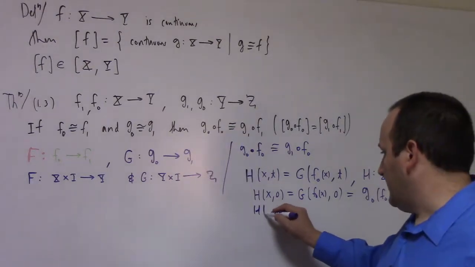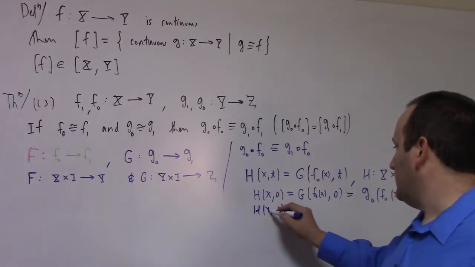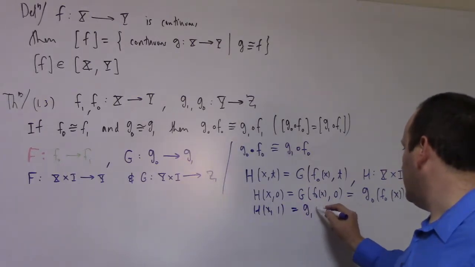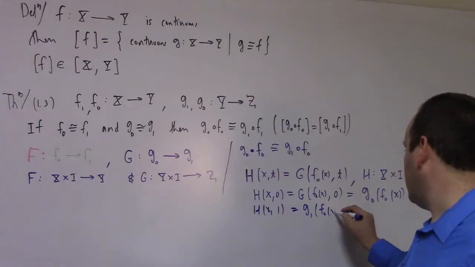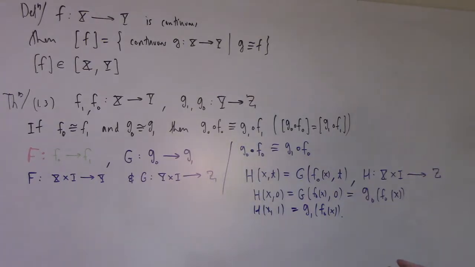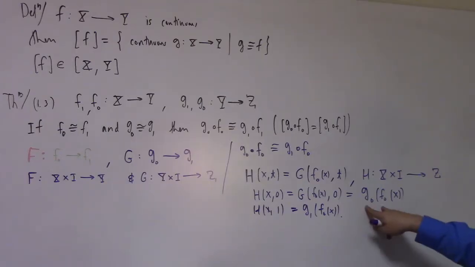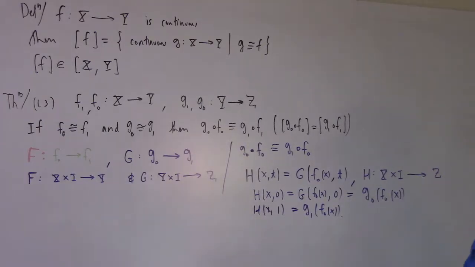And when we plug in 1, what do we get? That should be G1 of F naught of x, by the definition of homotopy. And so this is a homotopy, just like it says, of this and that, right? You follow? Any question, Nathan?